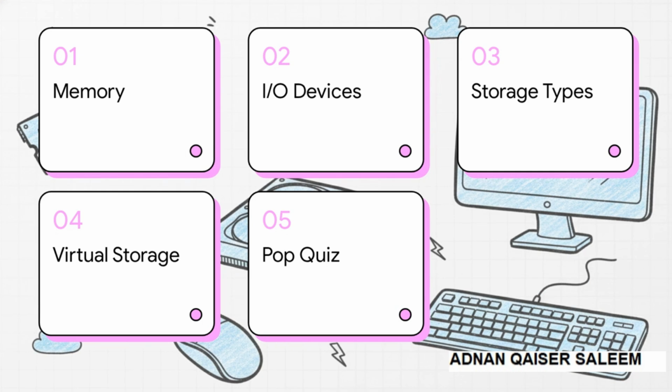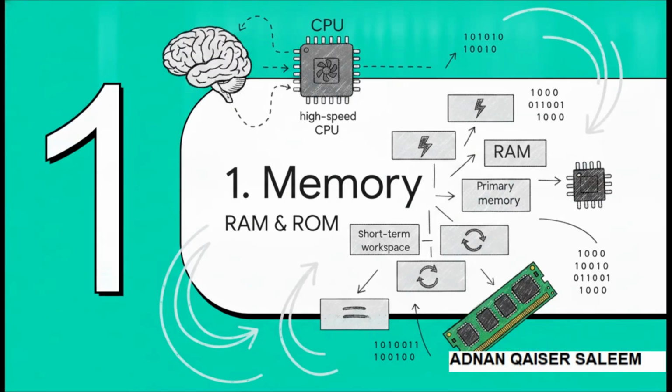We'll start with memory, specifically RAM and ROM. Then, input and output devices. After that, we'll hit storage types, followed by virtual storage. And finally, we'll wrap up with a rapid-fire pop quiz. Section 1. Memory, RAM, and ROM.